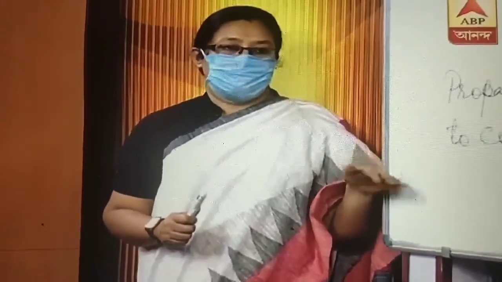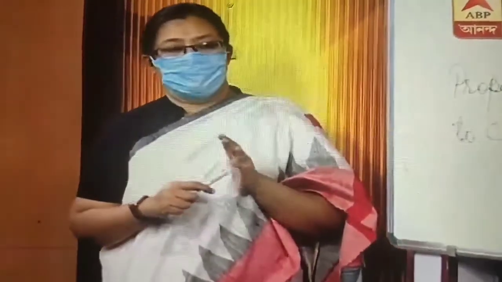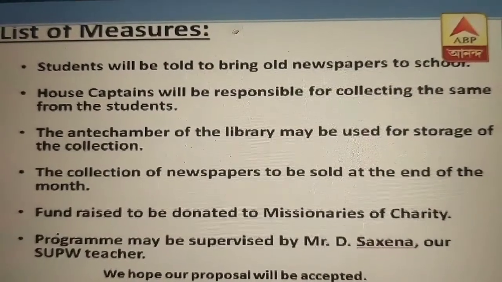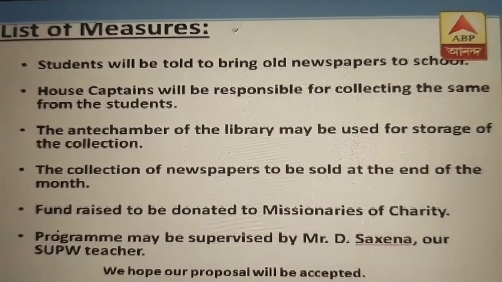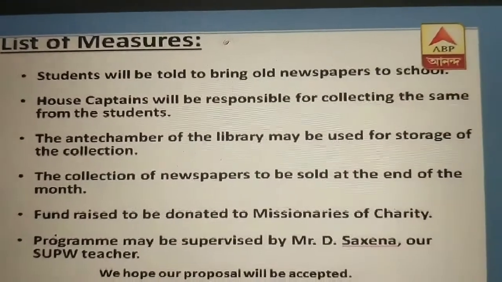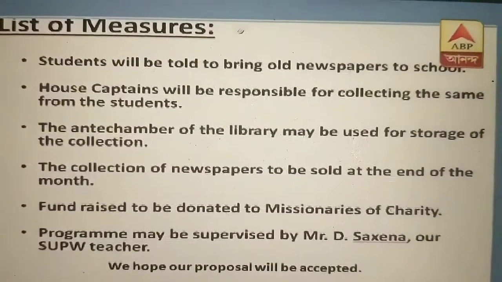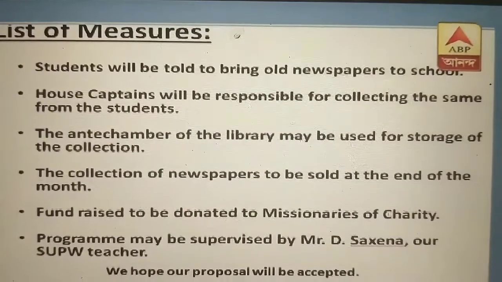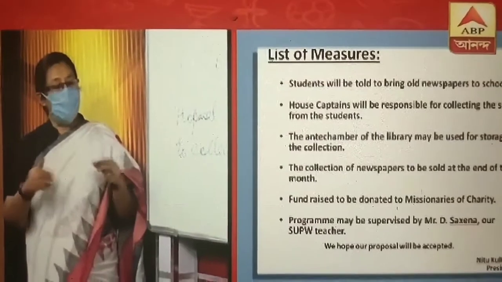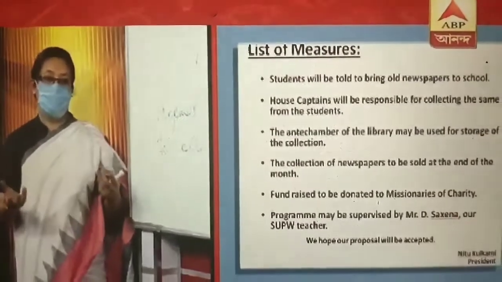Now we come to the list of measures. You see the subheading, list of measures. What are measures? Measures means certain steps that you take so that your program becomes successful. Thought about a program. You are the senior student of the school. You are given a responsibility. You have thought about some kind of measures. How to go about with the program so the program becomes successful.